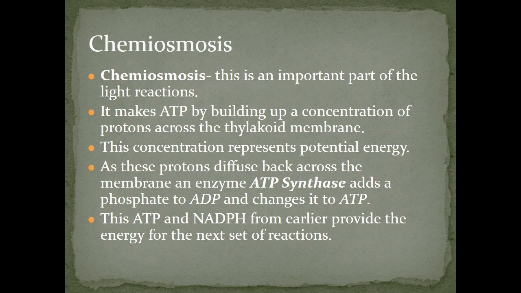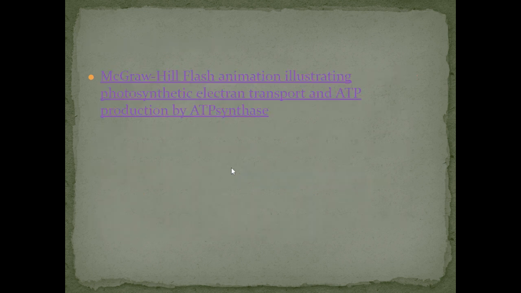So as these protons diffuse back across the membrane, an enzyme, ATP synthase, adds a phosphate to ADP and changes it to ATP. This ATP and NADPH from earlier provide energy for the next step of our reaction. So I would suggest clicking on this and going through it, so that way you can see exactly how your photosynthetic electron transport and ATP production works.